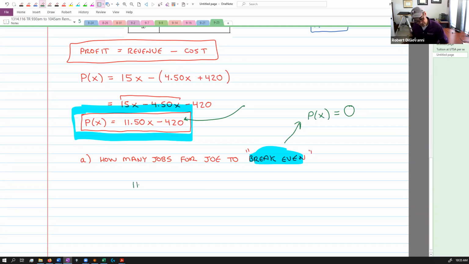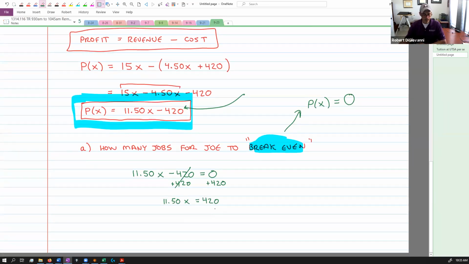So I just take the function and set it equal to 0 and solve for X. So I add 420 on both sides. I get 11.50x equals 420. And then I divide both sides by 11.50. X equals 36.52. So approximately 36 jobs.